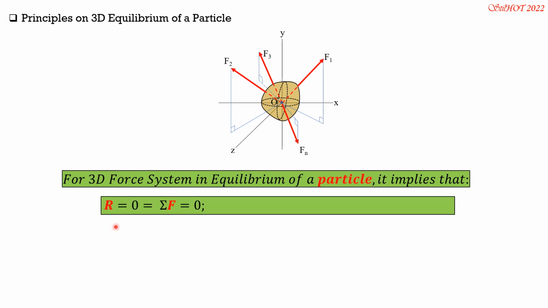So for a 3D force system in equilibrium of a particle, it implies that if the resultant force is 0 or summation of forces is 0, the components Rx, which is summation of forces x, is 0, Ry, summation of forces y, is 0, and Rz, summation of forces along z, equals 0. Because we consider 3D equilibrium of a particle, there will be no moment equation here because the resultant also passes through the point of concurrency. So just the three components must be equated to 0.